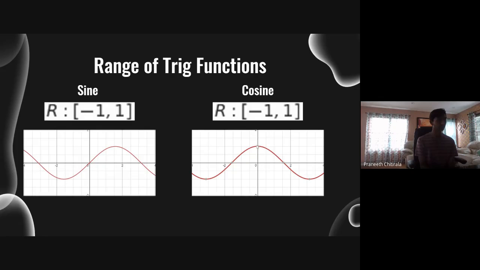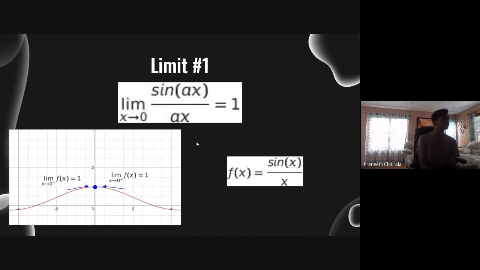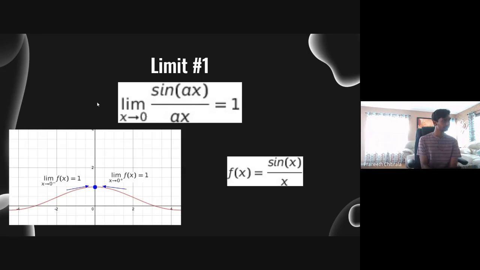And that applies for both cosine and sine. So now limit number 1, the limit as x approaches 0. This is just an actual limit, not just a left-handed or right-handed limit, of sine of ax over ax is equal to 1, regardless of the value of a. So any value of a, unless it's 0, a cannot equal 0, obviously.